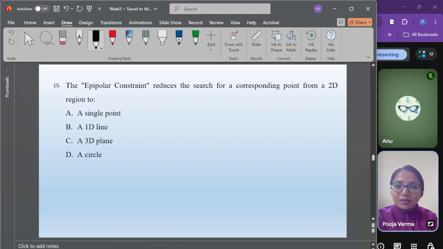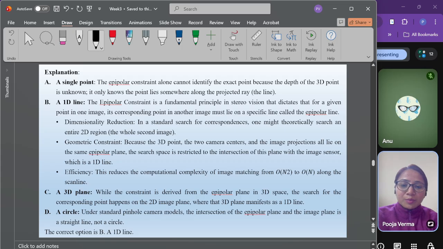Okay, so let's see the solution here. We will go option by option. Yeah, option B is the correct answer. Nice, most of you have given the correct answer. So for the explanation, let's look at option A, a single point. The epipolar constraint alone cannot identify the exact point because the depth of the 3D point is unknown. So it only knows the point lies somewhere along the projected line. So that cannot be a correct answer for that question.